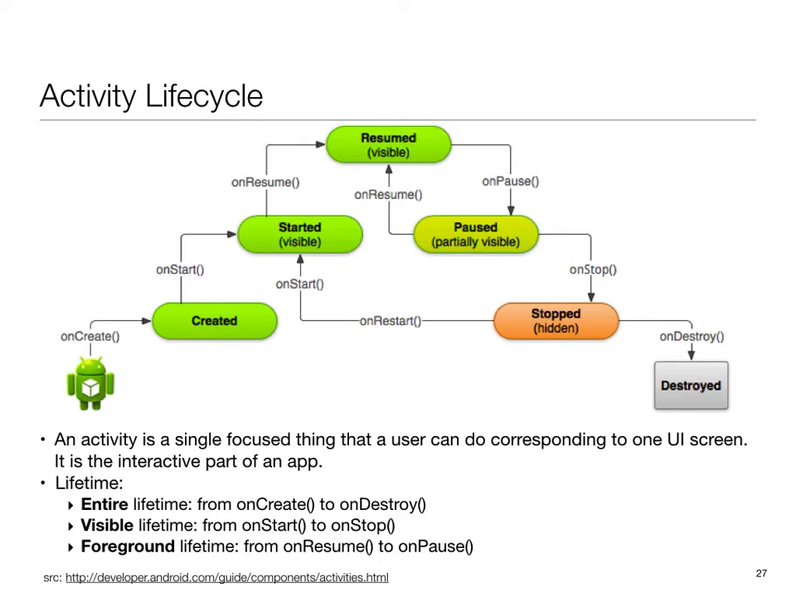And then the foreground is on resume to paused. So that's when it's partially visible. So it won't delete. It won't kill the app altogether, but you could still resume it. So this is kind of a state machine where you define different functions whenever you want something to happen.